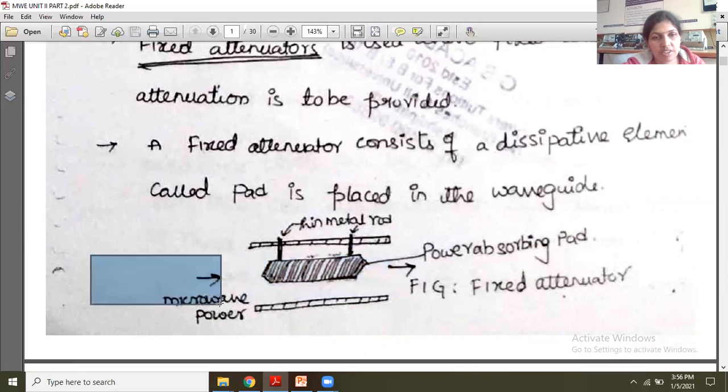When the microwave power enters the waveguide and meets this power absorbing pad, the pad absorbs part of the power and the remaining power is sent to the output. For example, if you give 60 dB of microwave power, the pad can absorb 20 dB of power and give 40 dB of power in the output. Because this pad is fixed, it is known as a fixed attenuator.